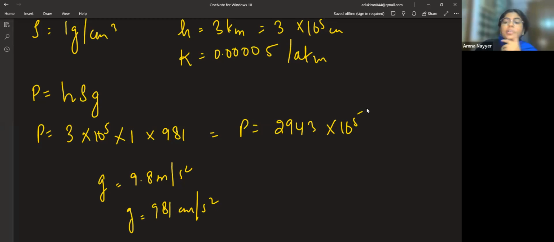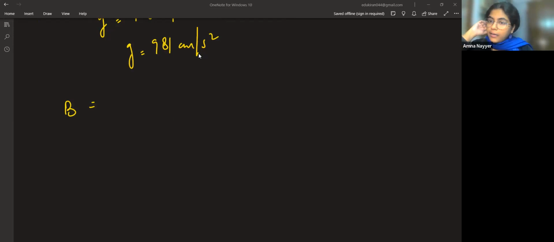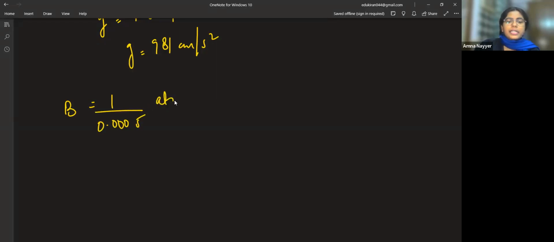Now we have to find, what is the bulk modulus given? Bulk modulus and compressibility, I have told you there's a relation. Lena, can you describe the relation? What was the relation between bulk modulus and compressibility? In the last class, you must have written. Bulk modulus and compressibility are inversely proportional to each other. So this will be 1 by 0.00005 per atm, right?